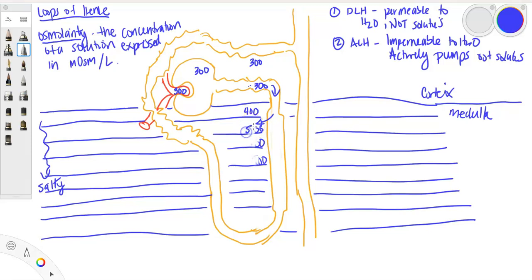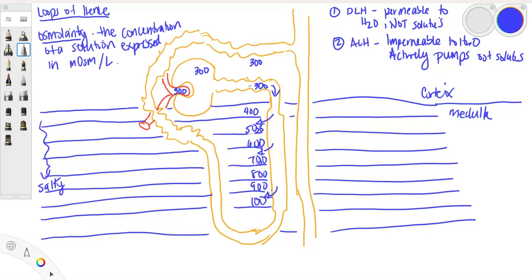Okay, so 500, 600, 700, 800, 900, 1,000. Okay, so as the filtrate is coming down the descending loop, you see that the osmolarity is increasing in the interstitial fluid. That means there's more solute in the interstitial fluid than there is in the tubule. So the water is leaving. The water is coming out.